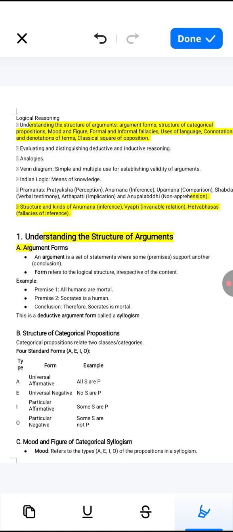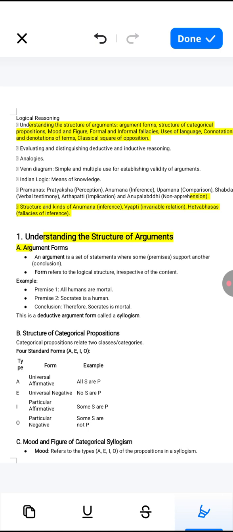Okay, so basically an argument is a set of statements where some premises support another conclusion. It refers to logical structure irrespective of the content. Okay, let's take an example. Premise 1 we have all humans are mortal, and second premise we have Socrates is a human. And the conclusion, therefore, Socrates is mortal. So according to the definition, you can see here an argument is a set of statements where some premises support another conclusion. Okay, so basically the conclusion is based on premises. This is a deductive argument form called a syllogism.